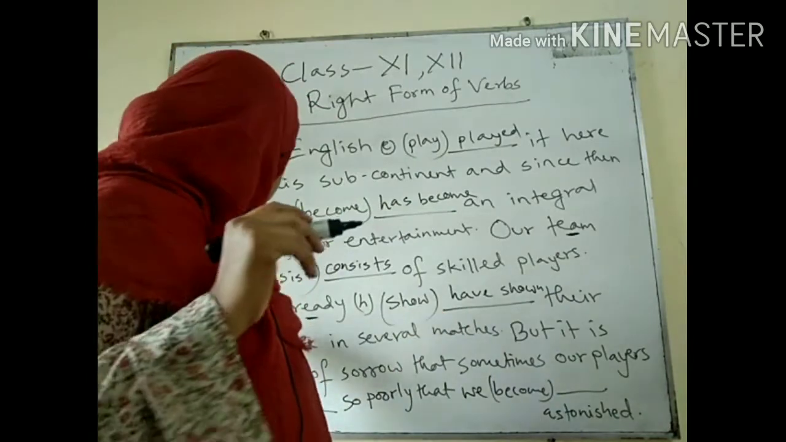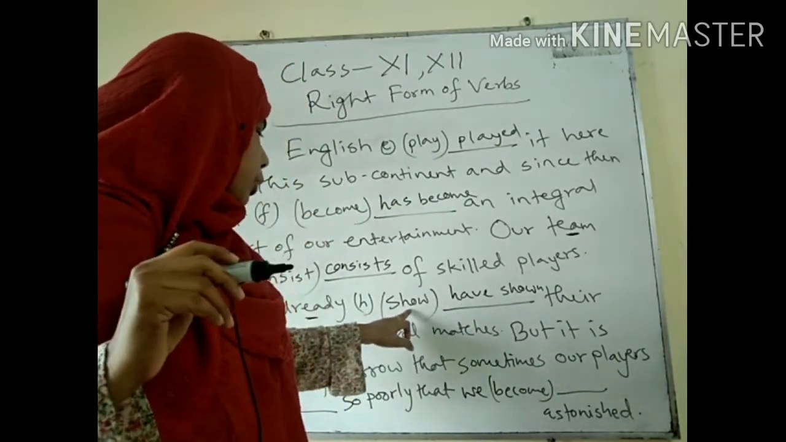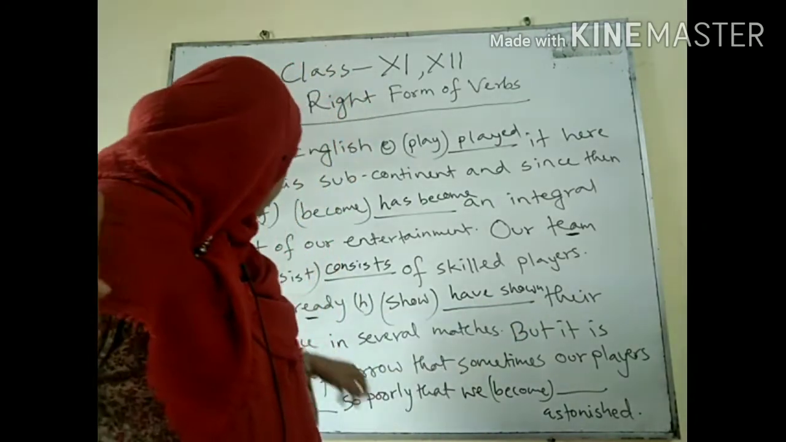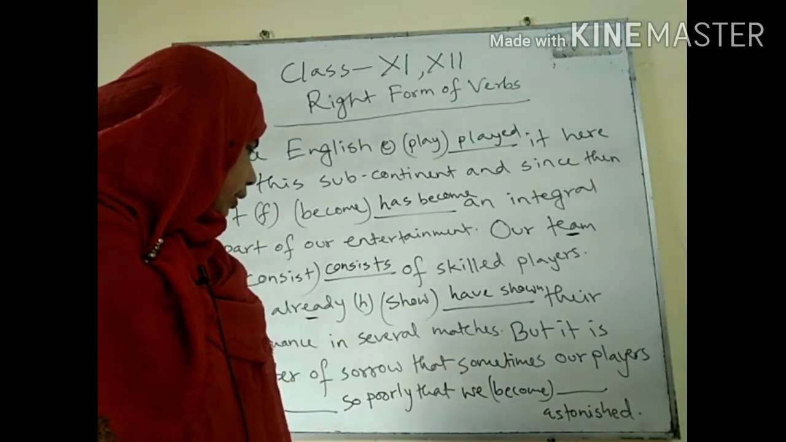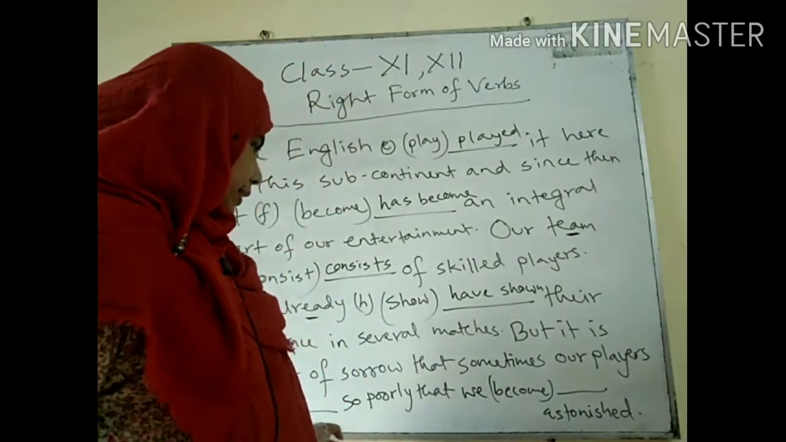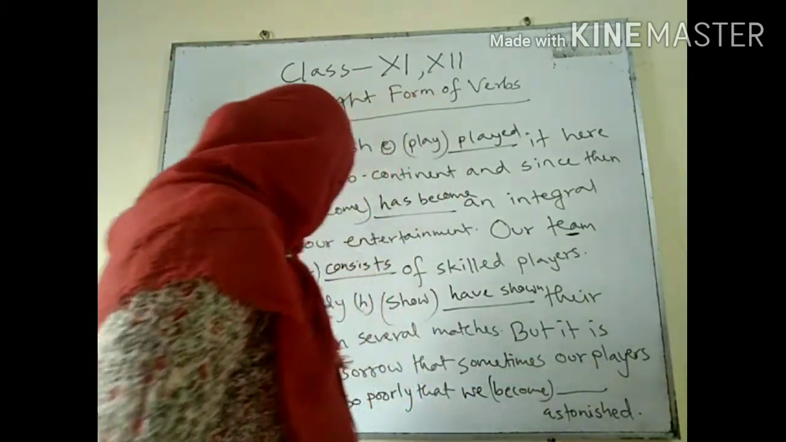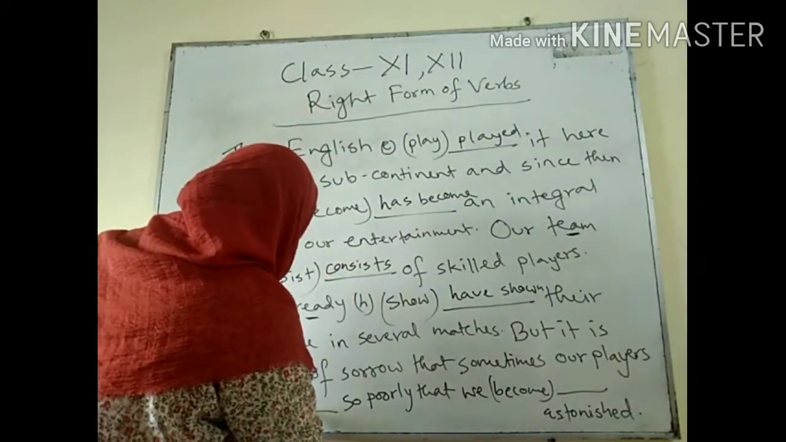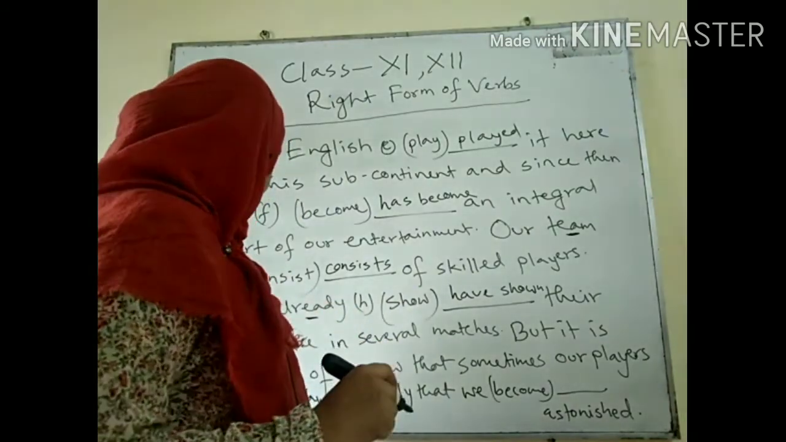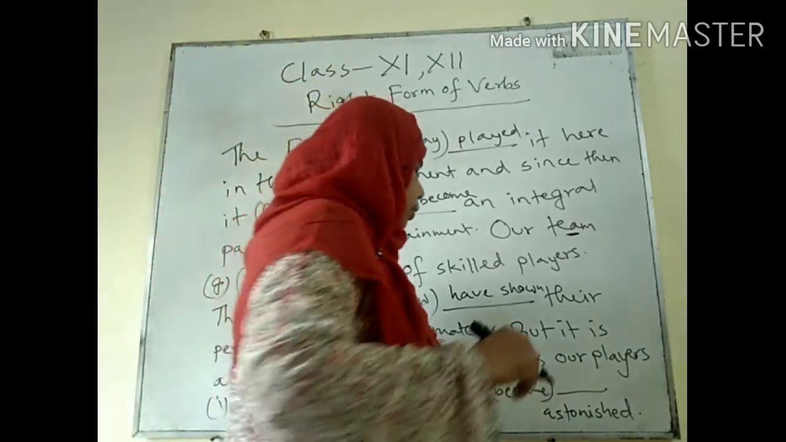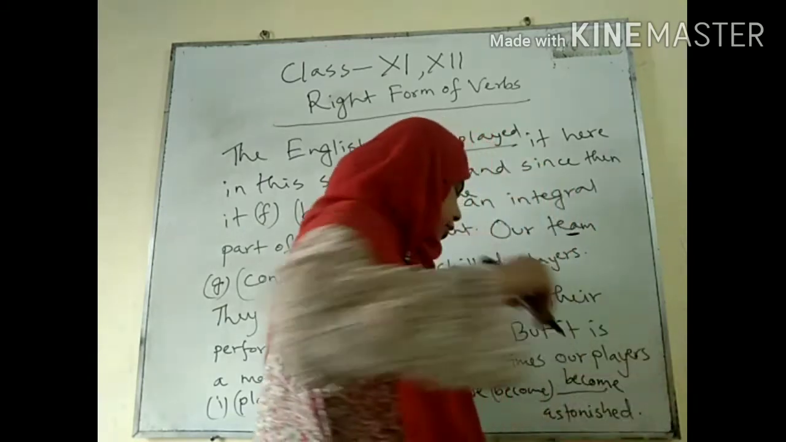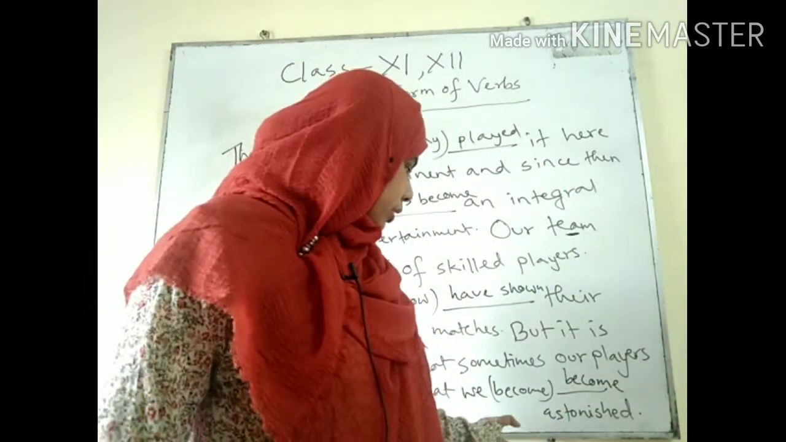For they, we have used have. Show, present perfect, have shown. They already have shown their performance in several matches, but it is a matter of great sorrow that sometimes our players, in plural, so we will use just play because the sentence is in present indefinite tense. Our players play so poorly that we become astonished. This is also in present indefinite tense.